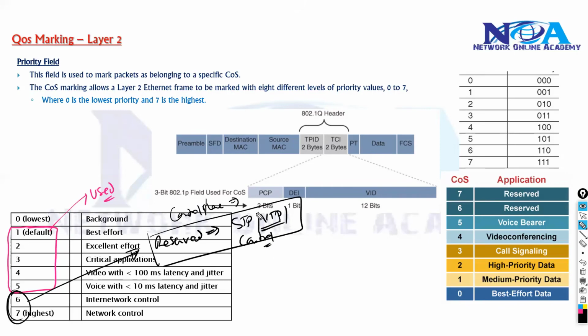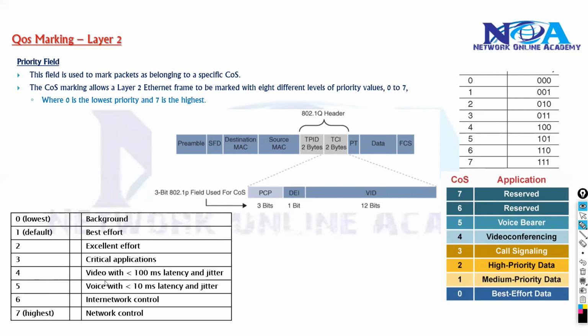Like STP, VTP, they automatically categorize into these two. So that's the reason most of the time when you're doing the marking, you never use these two values. The values which will be used will be from 0 to 5. So one is the default, which is the best effort, and 2, 3, 4, 5. Most of your voice and video traffic will be using 4 or 5, depending upon the latency and jitter. This is just an example, and these are the technical names of what they actually refer to.